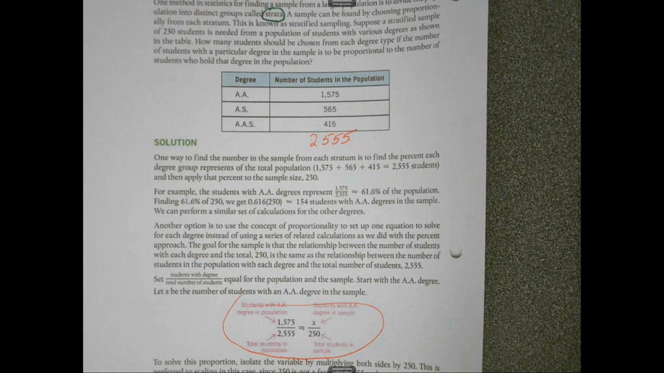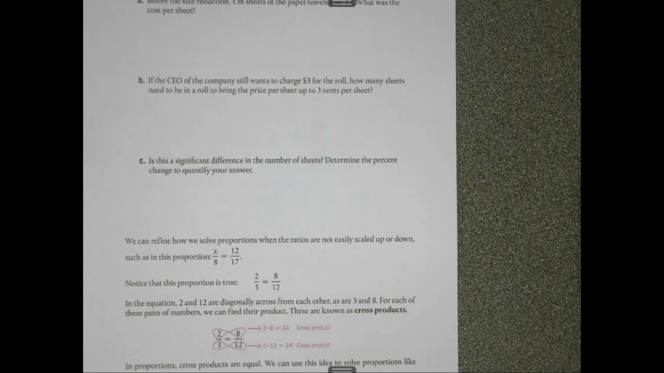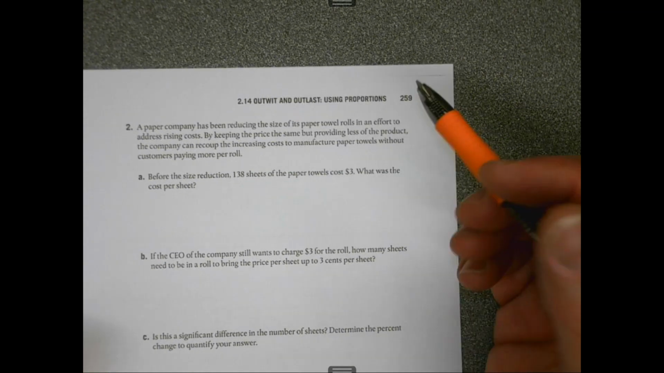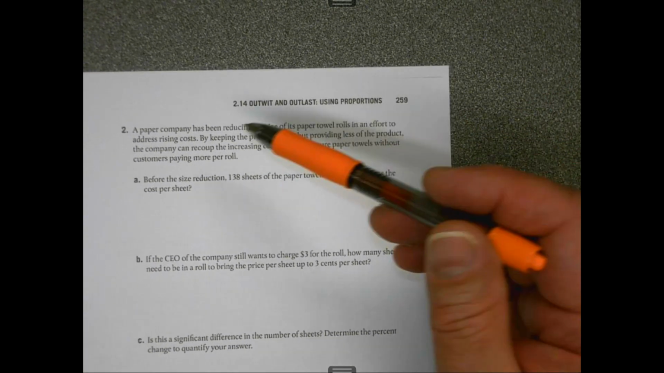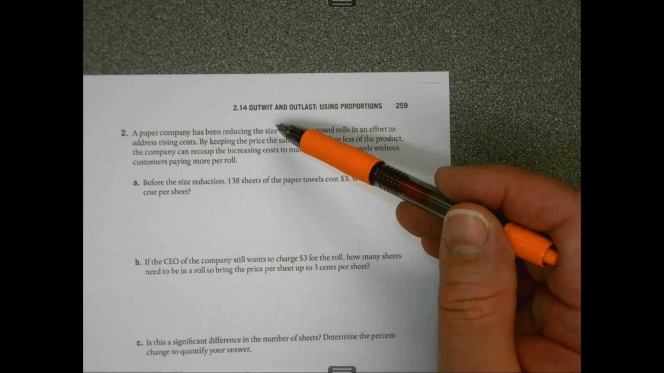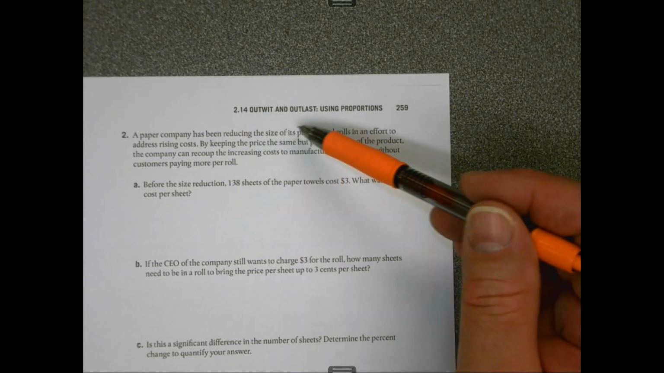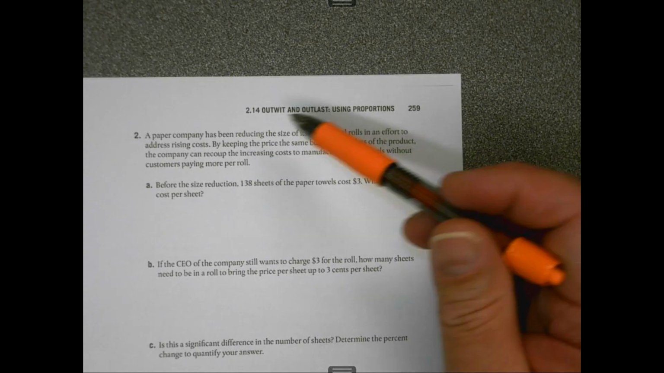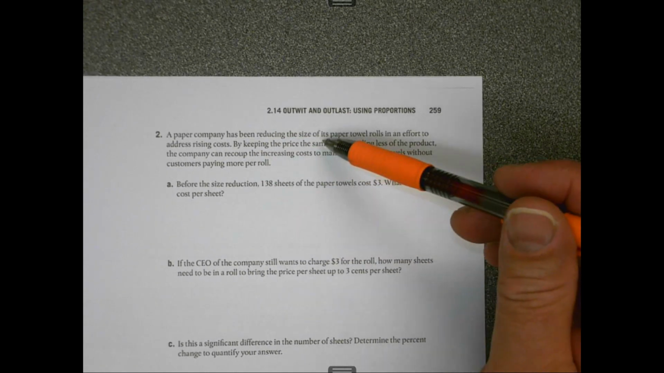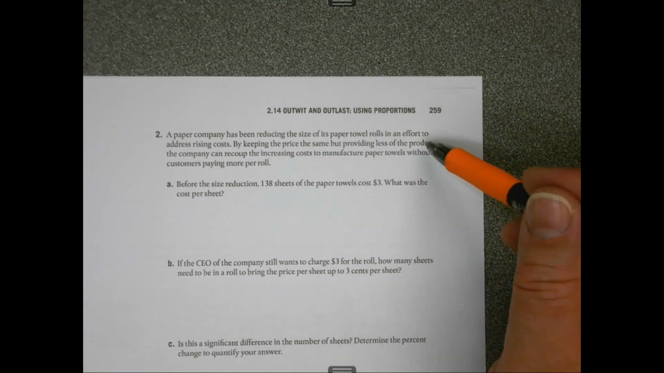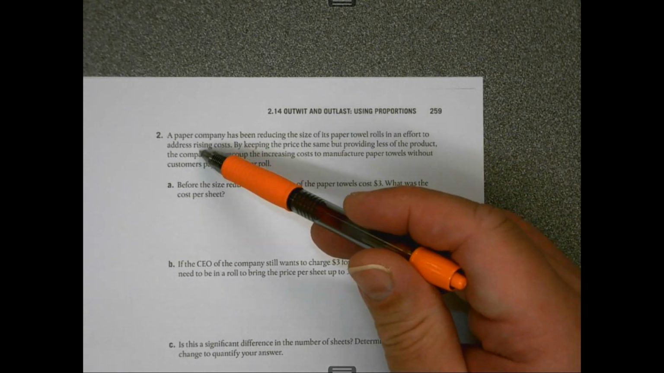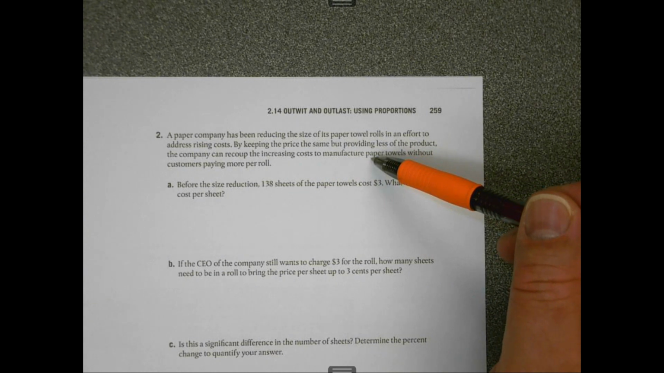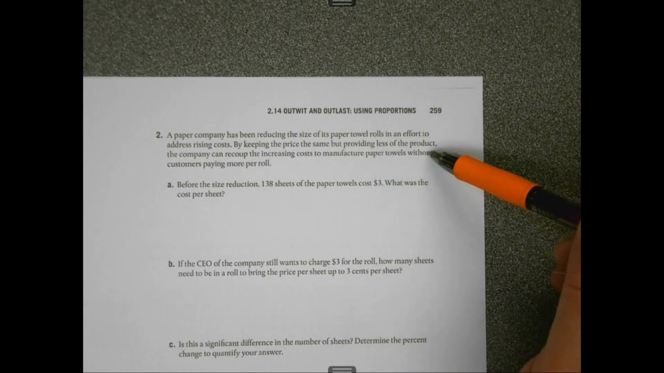Number two, a paper company has been reducing the size of its paper towel rolls in an effort to adjust for rising costs by keeping the price the same but providing less of the product. The company can recoup the increase in cost to manufacture paper towels without customers paying more per roll. Before the size reduction, 138 sheets of paper towels cost $3. What is the cost per sheet?